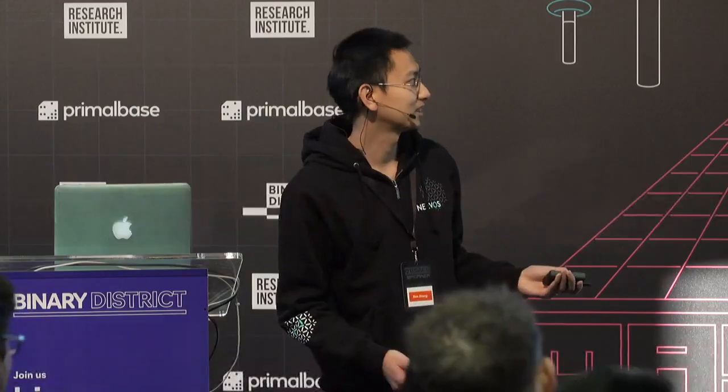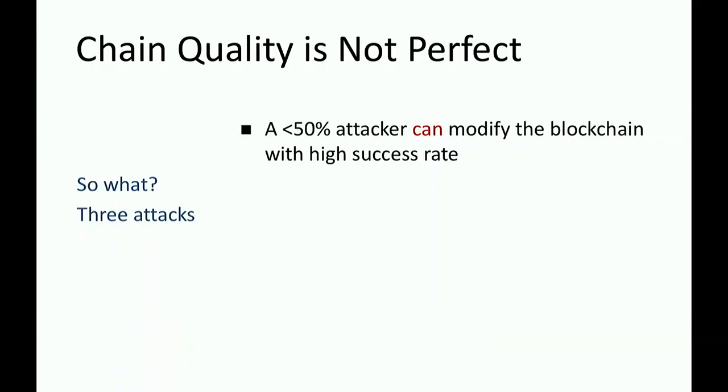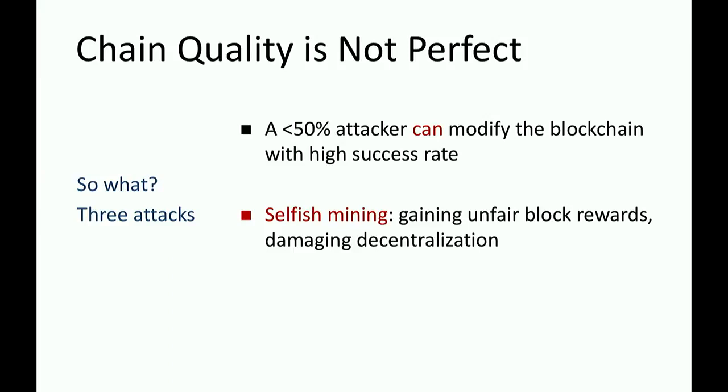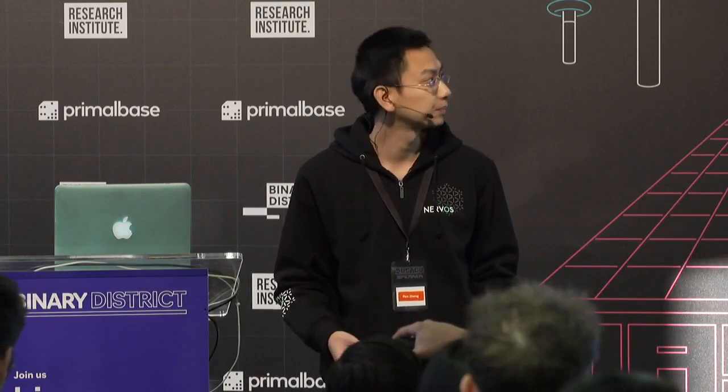The problem with that is that the attacker can launch 3 kinds of attacks. There are more attacks, but we are going to focus on these 3 in this presentation. The first one is called selfish mining. The attacker can gain unfair block rewards, disproportionate to the attacker's mining power share, which allows them to combine their mining power for higher relative block rewards, which damages decentralization.